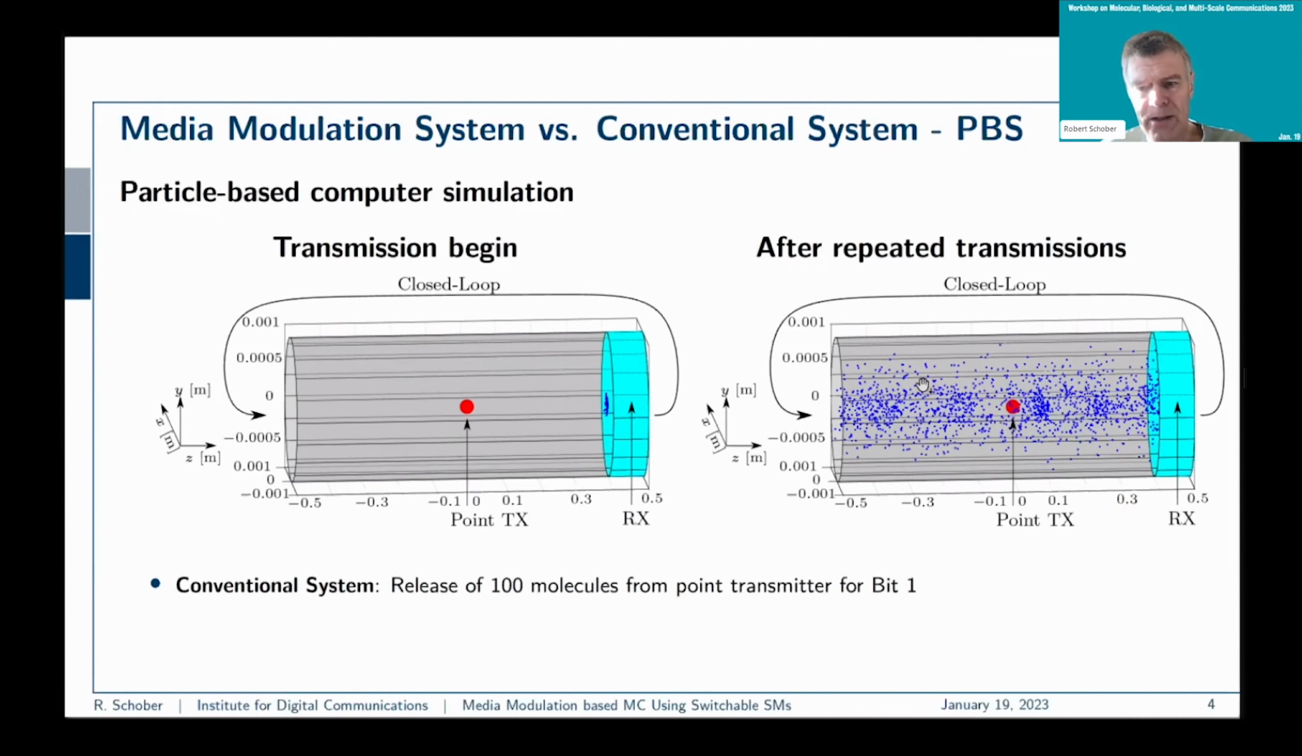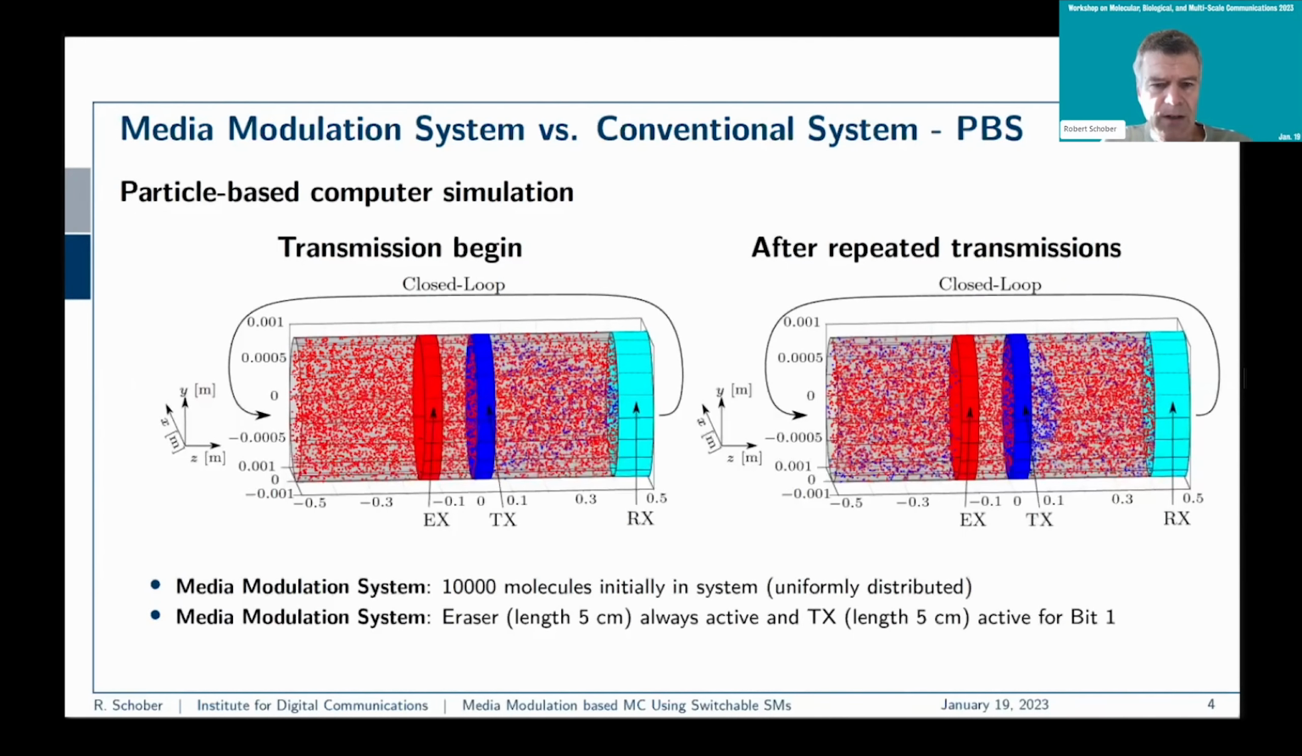However, if you have repeated transmissions here on the right-hand side, then you see that over time your channel gets soiled if it's a closed channel. And then in the end, you will not be able to detect reliably because there's a lot of interference from previous transmissions. Now, with this media modulation setup, this looks a bit different.